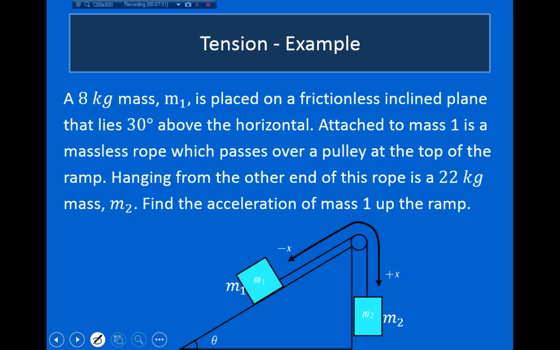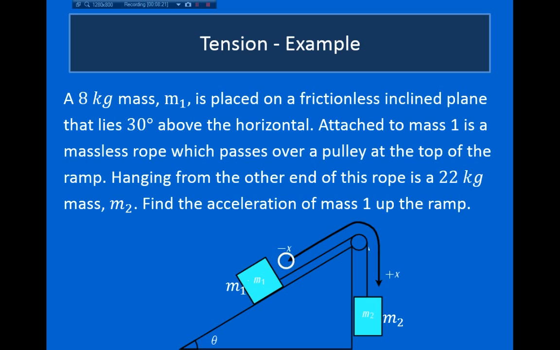In this example, we have an 8 kilogram mass that is placed on a frictionless inclined plane. It's 30 degrees above the horizontal. Attached to this mass is a rope that passes over a frictionless pulley at the top of the ramp, and then hanging from the other end of the rope is a mass M2 that's 22 kilograms. So because this mass M2 is much larger than this mass M1, M1 is going to be pulled up the ramp, and I'm asked to find what that acceleration is.